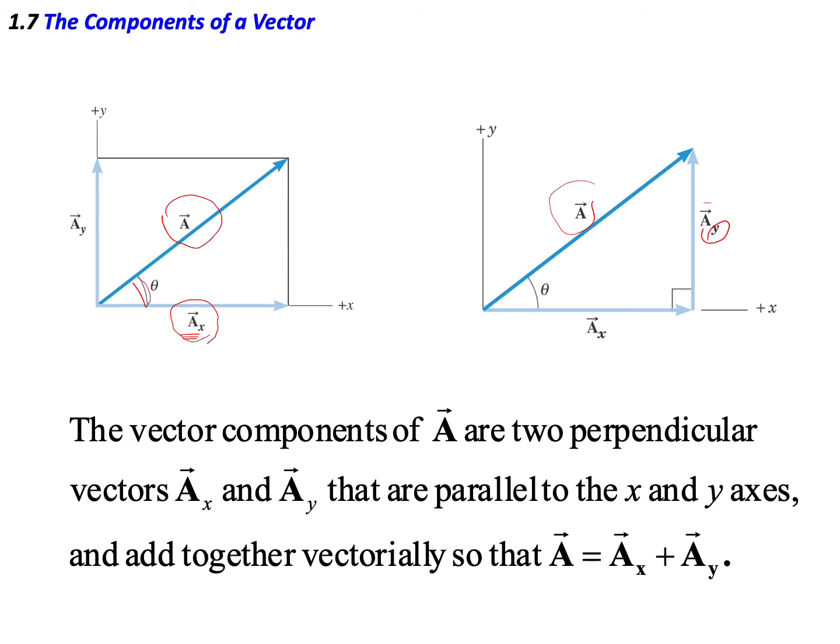So if you add AX, which is a horizontal vector, plus AY, tail to head, so AX plus AY, you will get A.